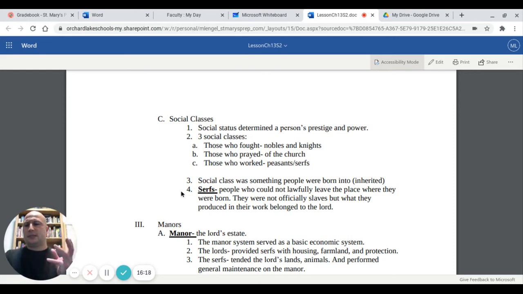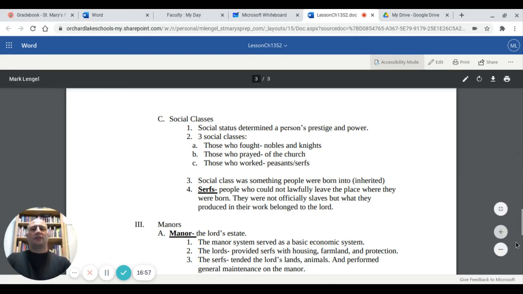Okay, this concept, this key term of serf. These are people who could not lawfully leave the place where they were born. They were not officially slaves, but the food that they produced and the work that they did belonged to the Lord. It was the Lord's job to feed the serfs, give them housing, and so forth. But the work that they did was in exchange for that. They didn't get paid a currency or a salary. They were paid with a place to live, a little small plot of land to grow crops on, a garden, and so on and so forth.